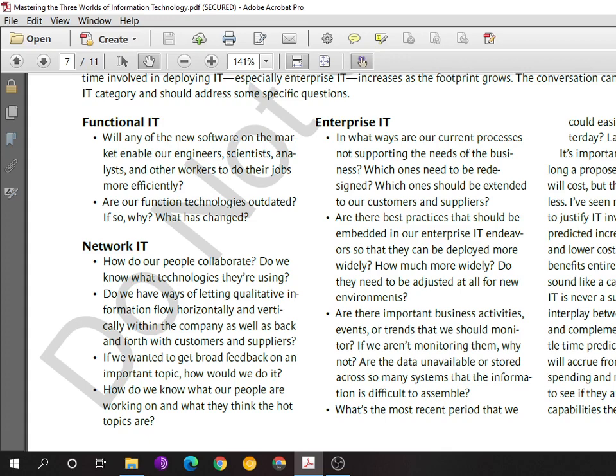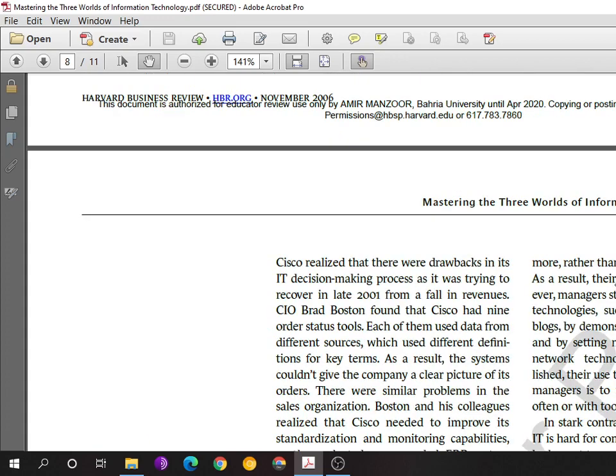Are there important business activities or events that we need to monitor within an organization and see if they're not doing it right and improve them? Are there some data that's unavailable to us that we need to have access to, or some people need to have access to? And what's the most recent period that we could easily analyze to see whether we're doing well? How many hours back can we analyze? How many months? How many years? How many weeks? All of those are questions when you're thinking about enterprise IT.